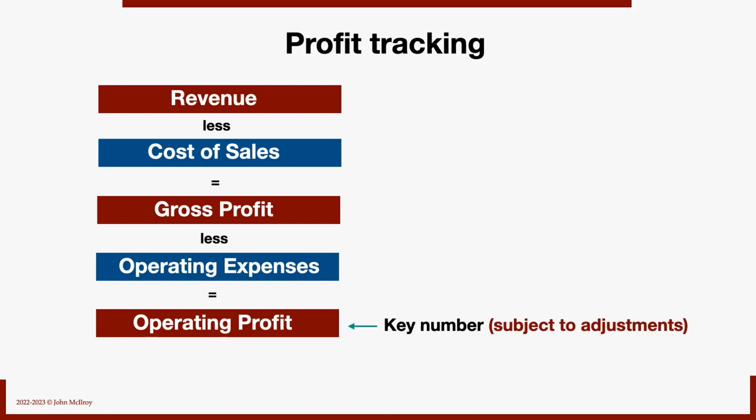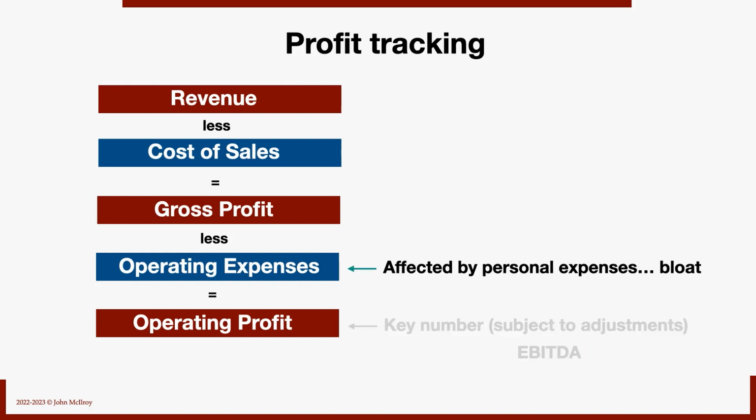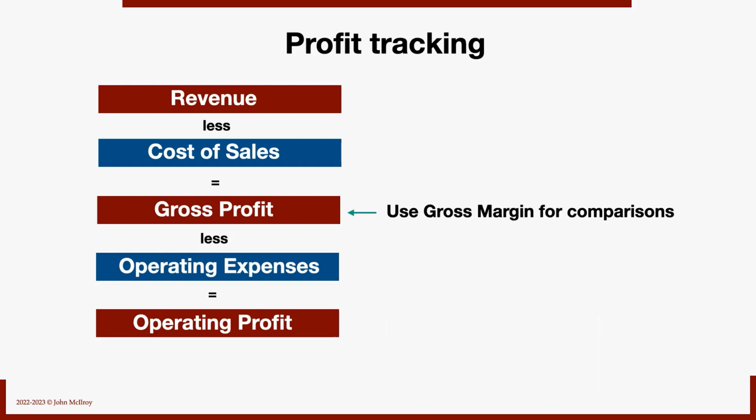The problem is it's subject to so many adjustments to get adjusted EBITDA. Why? Because it's affected by the personal expenses that are run through the business. And if there's a bloat of those personal expenses, it's going to affect comparisons that we make with other businesses, or maybe even with this business from period to period. So very often for comparison purposes, people use gross margin as the profitability metric. Why? Because it's pretty rare to have personal expenses run through cost of sales. So we're getting a more pure and isolated look at profitability through gross margin.